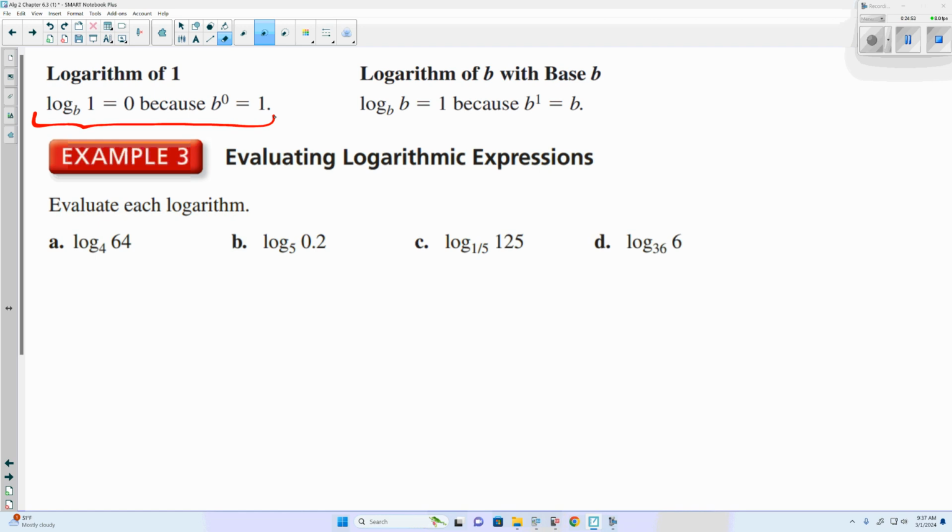The other one that is nice, log base b of b, when the base and the number inside are the exact same, it equals 1. And the reason this works is because if we rewrite this as an exponential, we get b to the first is equal to b. So these two are kind of nice to have. Now we can calculate these out and use the calculator to find it, but what we're going to do is something a little different.